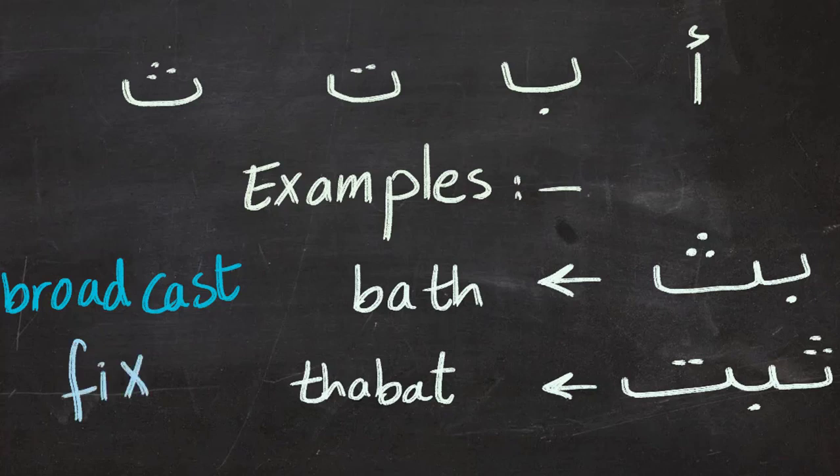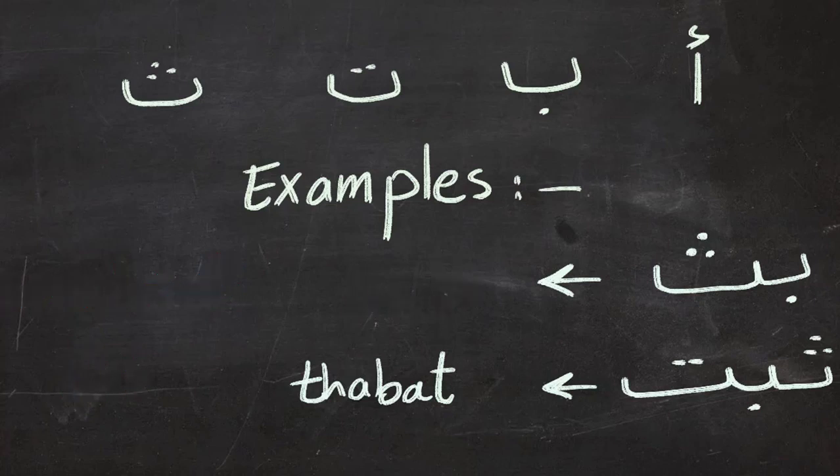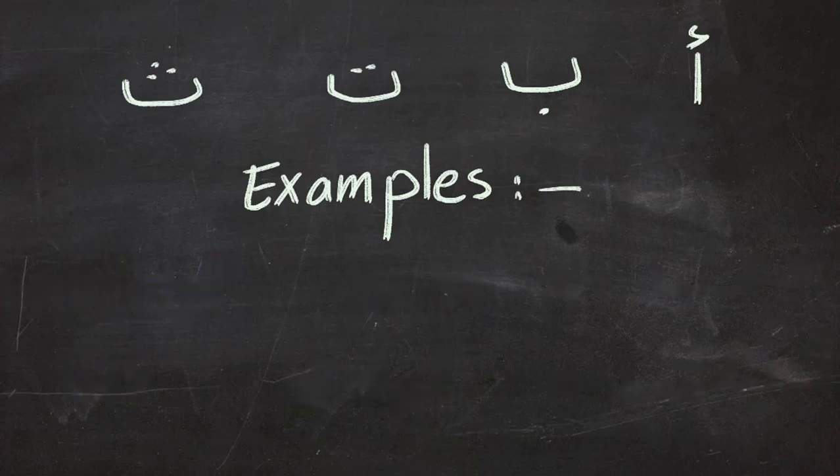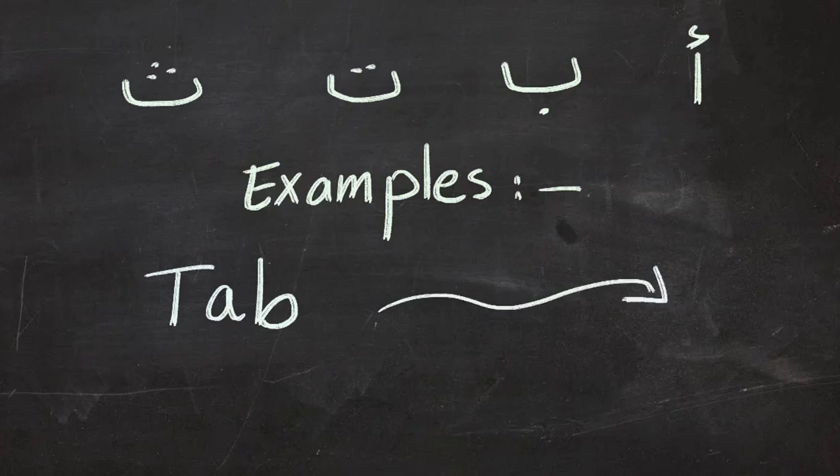So, thabat. Thabat. Did you get it right? Let's see. Thabat means fix or fixed. So, the first group of letters, the first 4 letters are now done. You should be able to try to write down this word on your own.